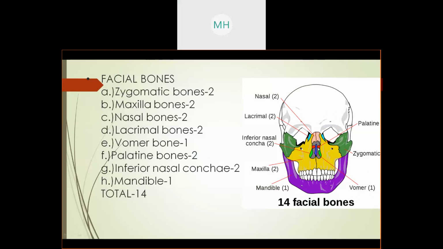Okay. Next is palatine bones. Where is it situated? Here, this red color, now you can see here. Somewhere here it will lie. Palatine bones. So how many palatine bones do you have? Two. So two palatine bones you will have.